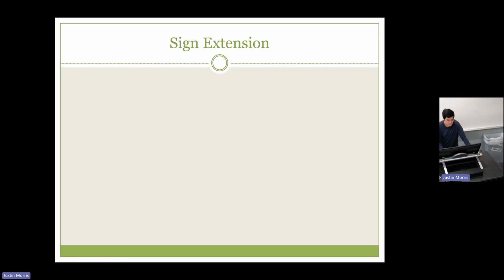All right. So sign extension. If I want to go from, say, 4 bits to 5 bits, how do I preserve my number while increasing the bit width?